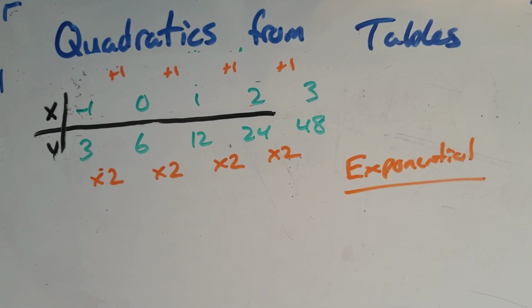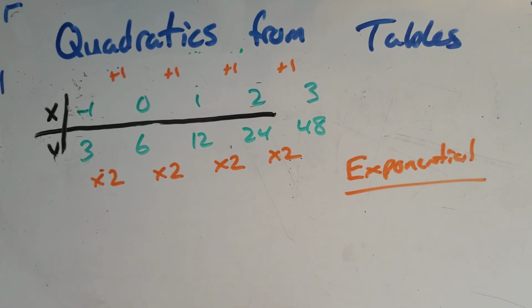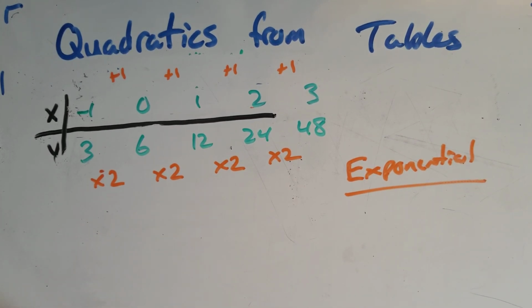Alright, so that's all we have for today. A big part of mathematics is trying to recognize patterns because then it tells you certain relationships that exist. So go ahead and try some of these on your own. Determine if a table is linear, exponential, or quadratic.